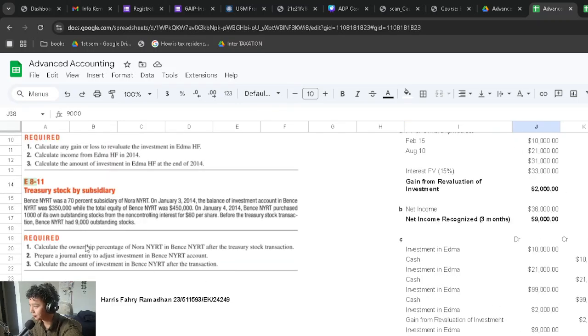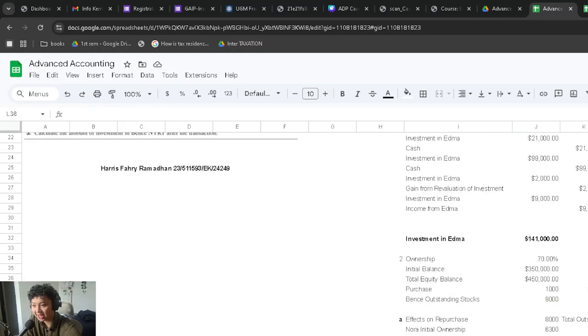For the first question, we have to calculate the ownership percentage. The question has given us that Nora has 70% ownership, but this is not the final result, because somewhere in the year, Benz, the subsidiary, repurchased some of their stocks. If you have a pool of outstanding stocks and they repurchase some of them, they skim some of it, so the pool becomes smaller.